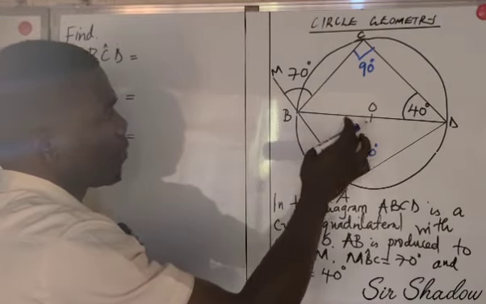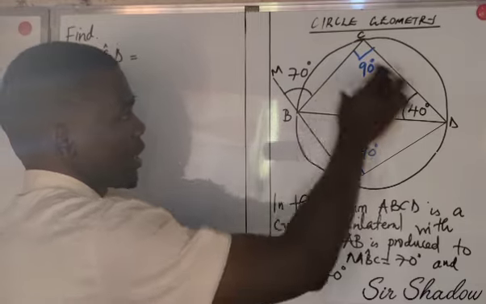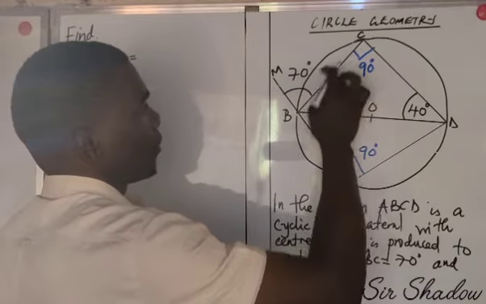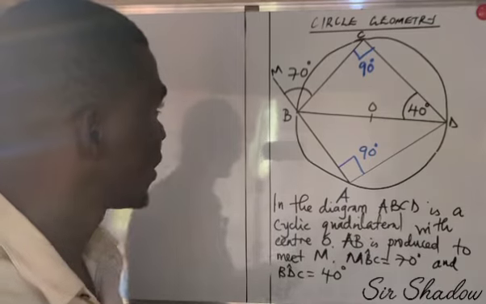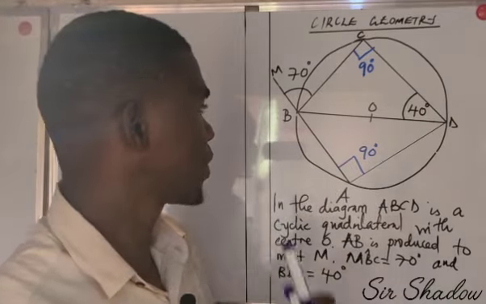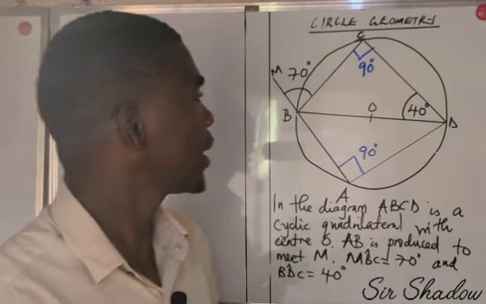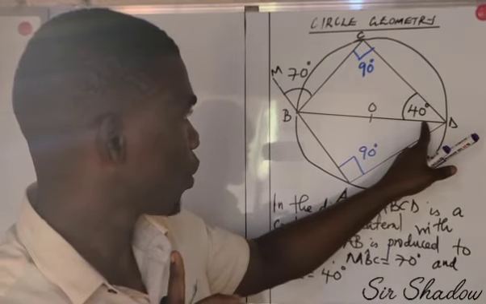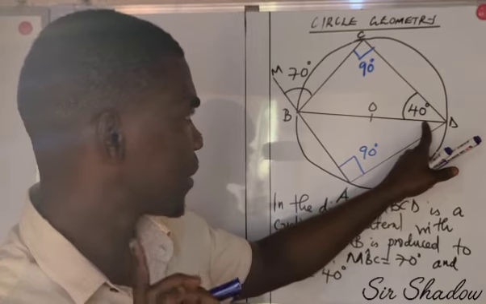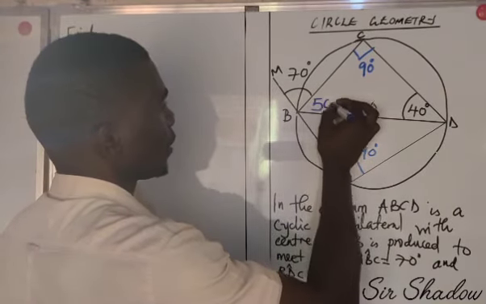So for me, I will come up with the 40 degrees here, 90 degrees here. Let me just complete this triangle, which is A, B, C, D. Remember, a triangle always adds up to 180. So now I have 90 here, 40 here, and I want to find this angle. So the sum of this from 180. If I say 90 plus 40, I get 130. 180 minus 130, I get 50 degrees right here.